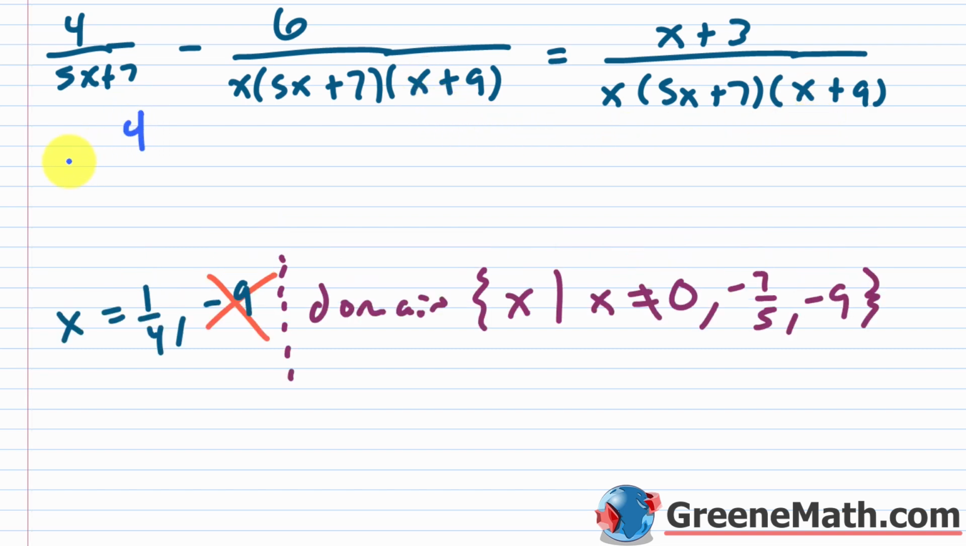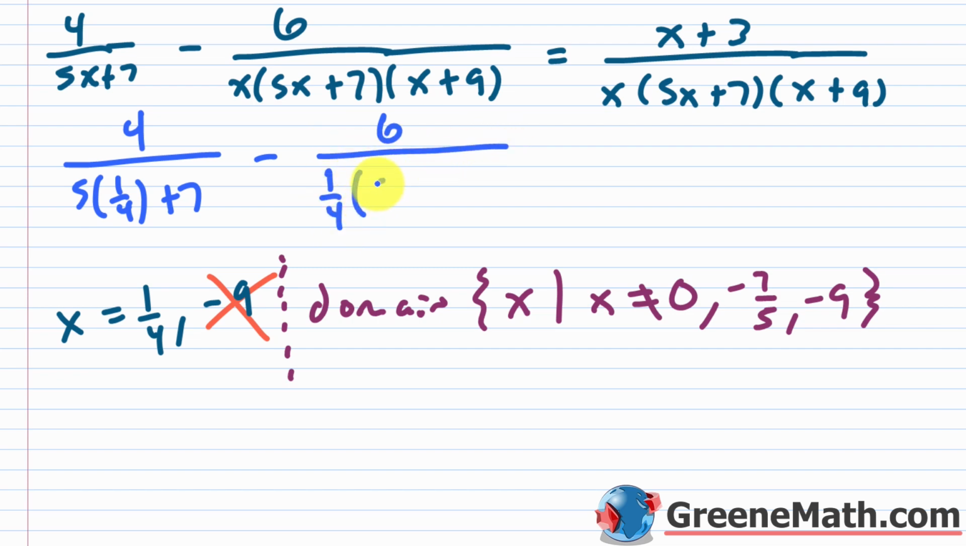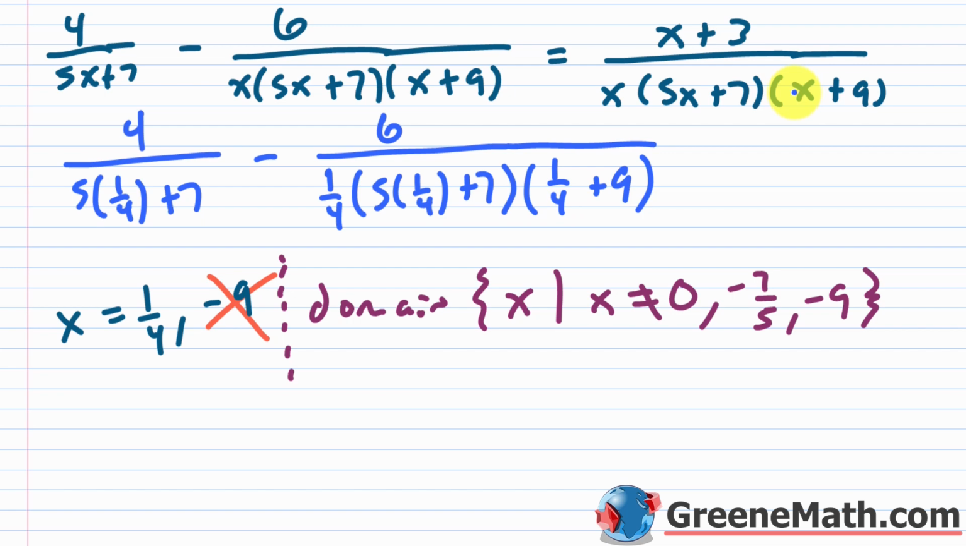So you're going to have 4 over your 5 times x. So this is 5 times 1/4, and then plus 7, and then minus 6 over. You have this 1/4 times this 5 times 1/4. And then basically plus 7, and then times, you're going to have this 1/4 plus 9 here. And let me just stop here. Let me figure out this side, and then I'll figure out this side. We'll be able to take this answer right here and share it with this one, so that'll speed up the process a little bit. Over here, 5 times 1/4 is 5/4.